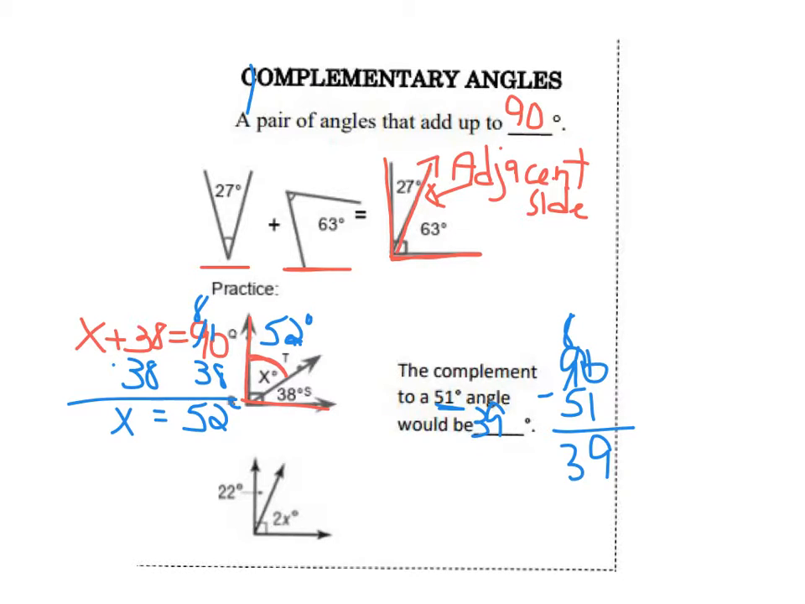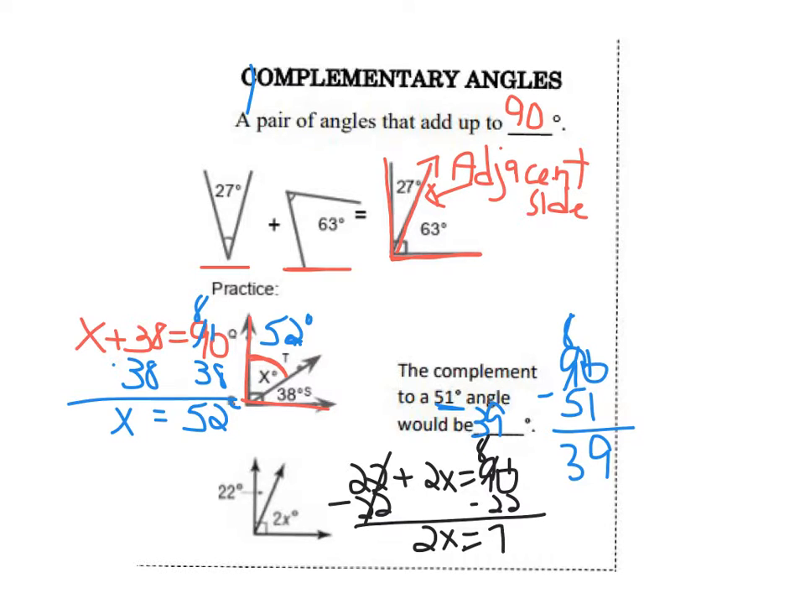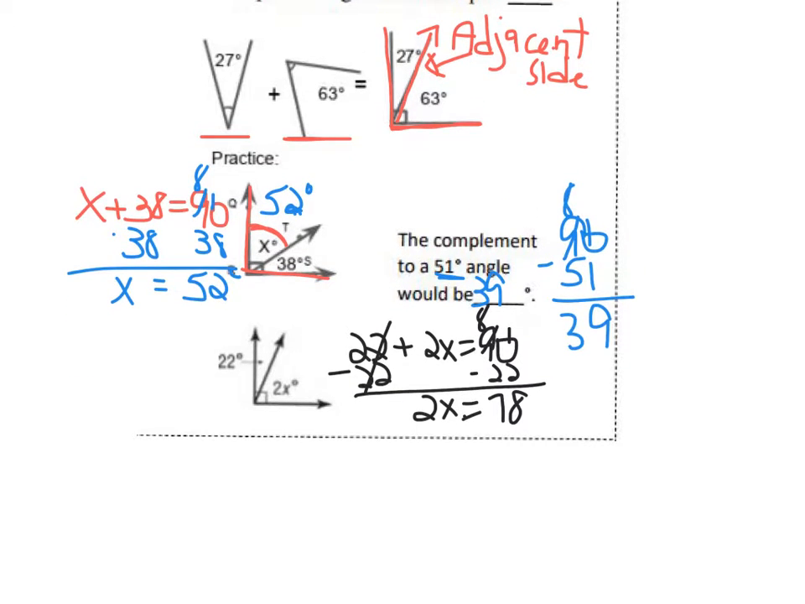Okay, and the last one, what we have is 22 degrees and 2x. And they're complementary angles, so let's go ahead and write an equation for that. So 22 plus 2x equals 90 degrees. We're subtracting 22 from each side. So that becomes 2x, because that's 0 pairs, is equal to 78. And then we are going to divide it by 2.